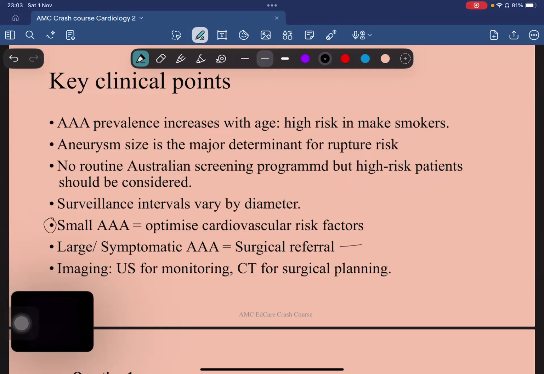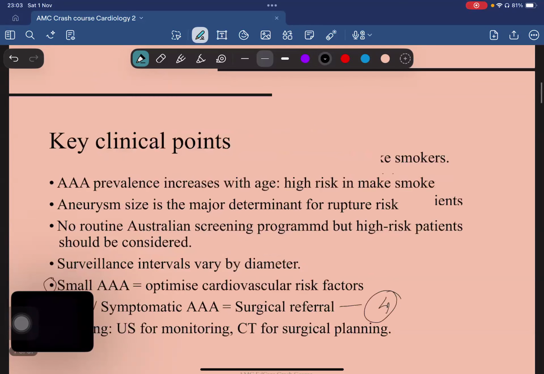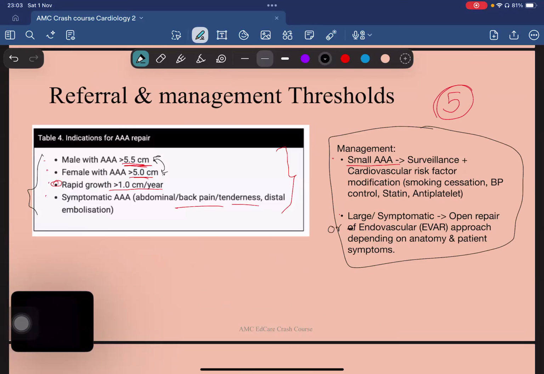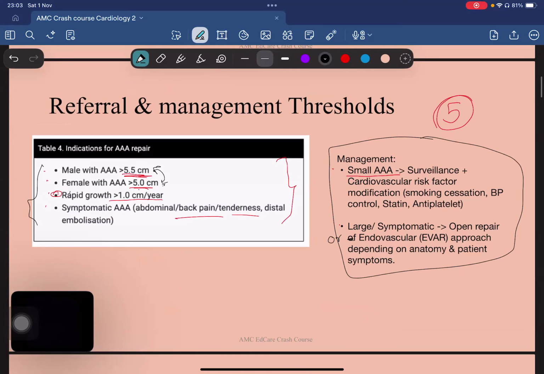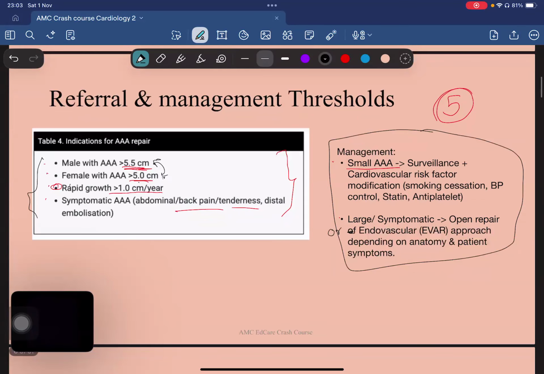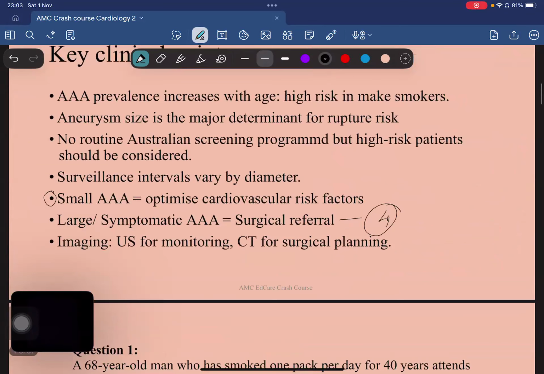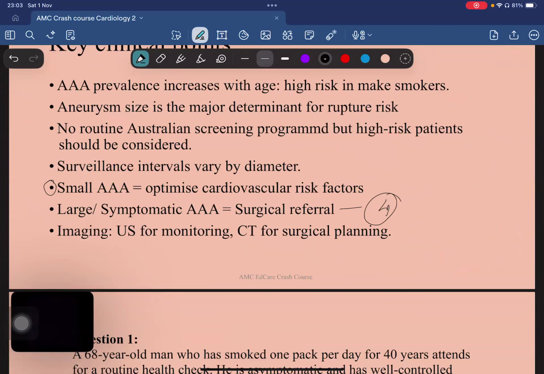For that, just remember those 4 points that we just discussed above here. Male with more than 5.5 centimeters, female with more than 5, rapid growth more than 1 centimeter per year, and symptomatic. Those are the ones we should know. And we also discussed that for imaging, ultrasound is the first line for screening, monitoring, and everything.